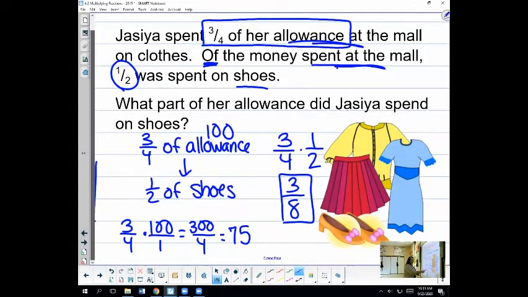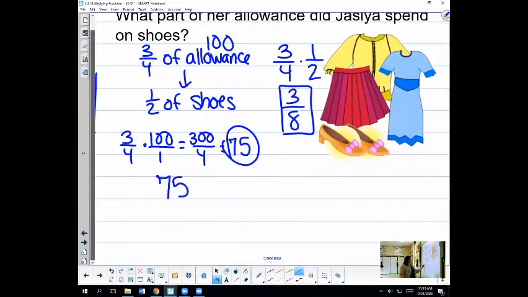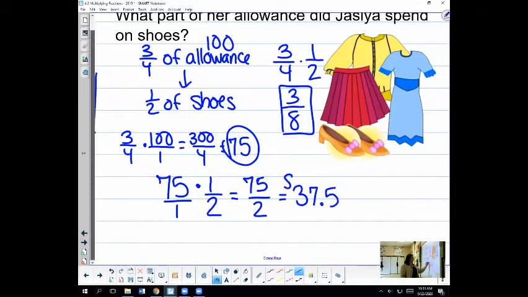Okay, half of this, out of the $75 that she spent at the mall, half of it was spent on shoes. So if I cut 75 in half, that means she spent 37.5, which would be $37.50 specifically out of $100 was spent on those shoes. Hopefully that makes sense when we put in a number. I didn't know what she spent, I just am trying to make it relevant. So let's look at another one.